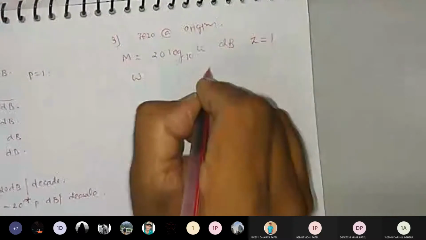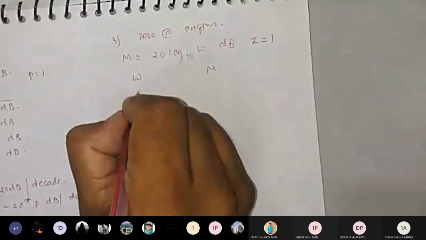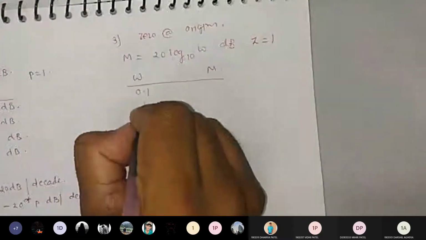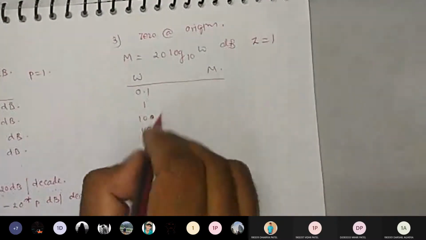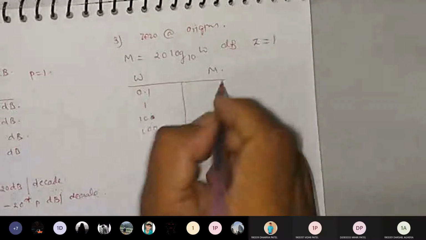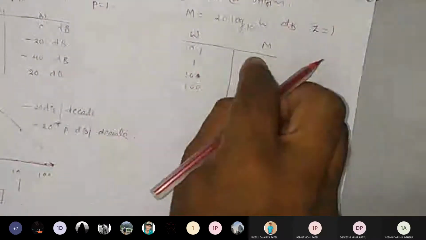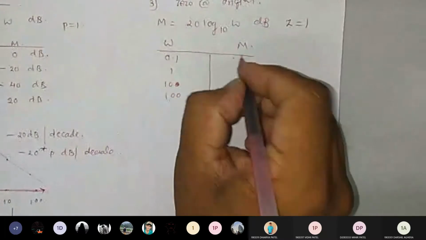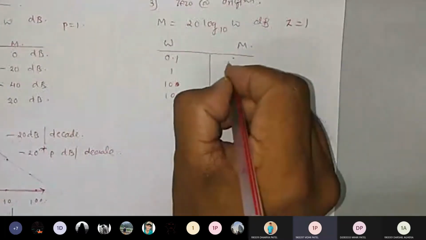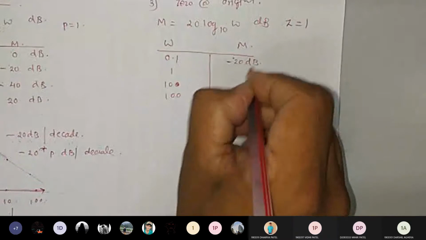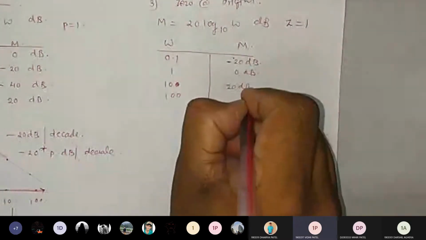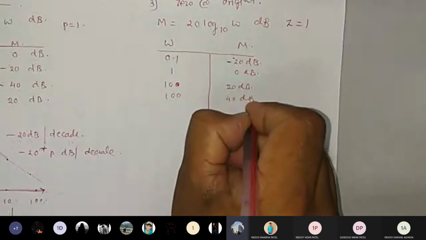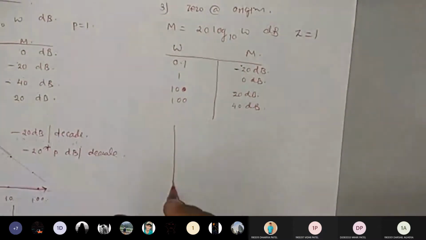Okay, so again I will plot this value. Omega is equal to, let us say, 0.1, 1, 10, 100, and I will give the value. What will be the value of M now? Put the value over here. So it will be minus 20, 0 dB, plus 20 dB, 40 dB. Again I will plot this.